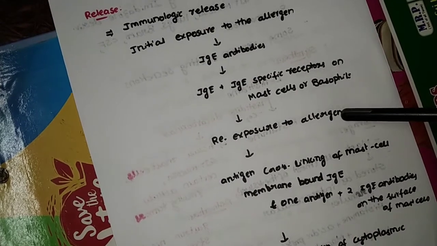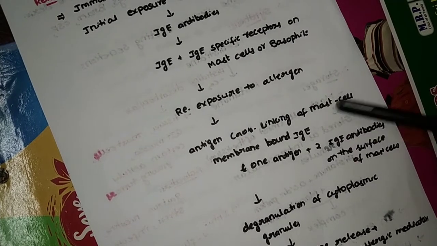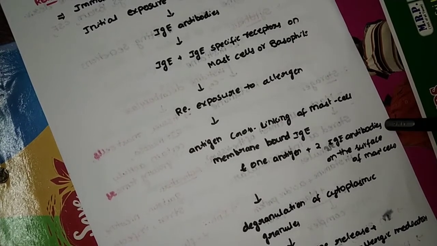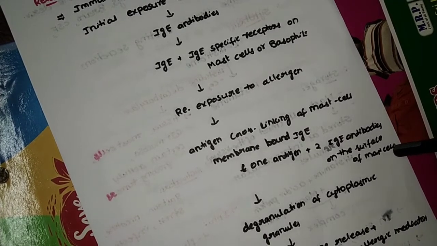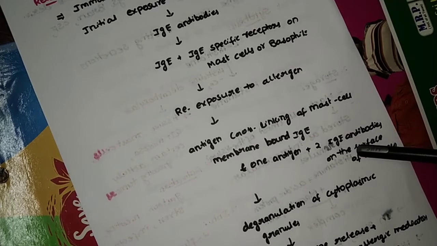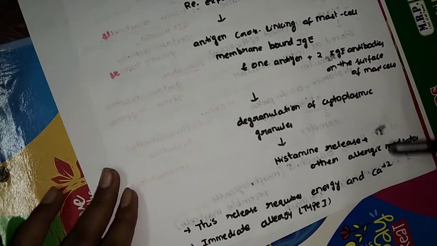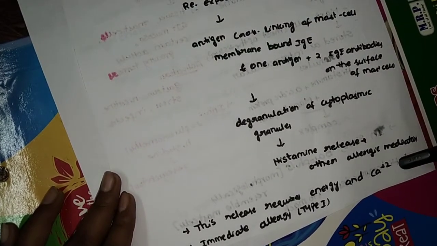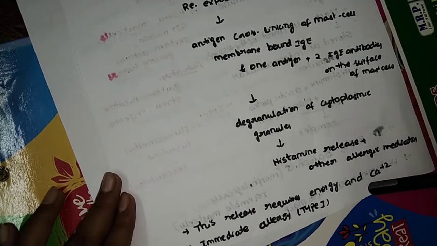Whenever re-exposure to the allergen happens, cross-linking of mast cell membrane bound IgE antibodies will take place. In the cross-linking, one antigen will bind with two IgE antibodies. These IgE antibodies are already bound to the surface of the mast cells during the first exposure, so to those antibodies the antigen will now bind after the re-exposure. Then degranulation of cytoplasmic granules will take place and histamine will be released. Not only histamine, other allergic mediators are also released. This kind of release requires energy and calcium ions, and the histamine released in this type of release causes type 1 hypersensitivity reaction or immediate allergy.